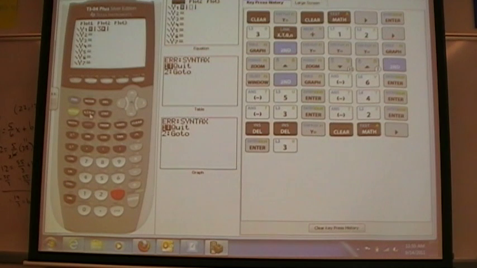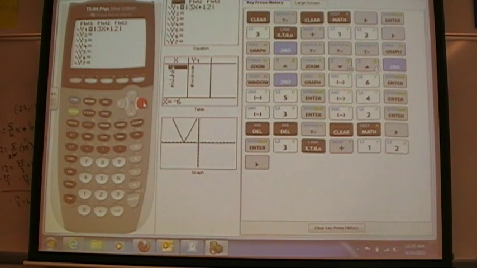So here's 3. Here's the x right here under the mode button. Everybody following me? Plus 12. And to get out of this, if you have parentheses, you need to close the parentheses right here. I'm going to get out of it by hitting the arrow button over. And then let's hit graph. And that's what it should come up to.